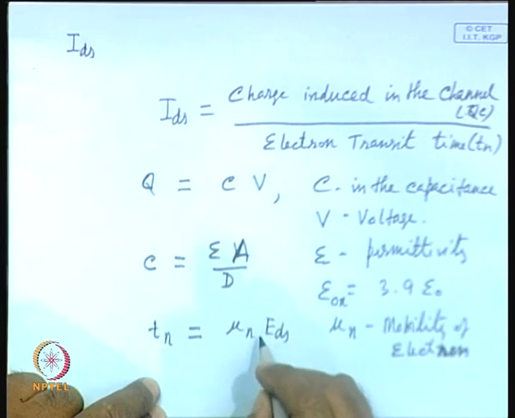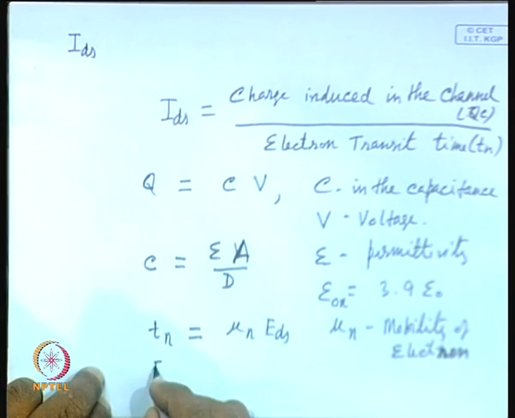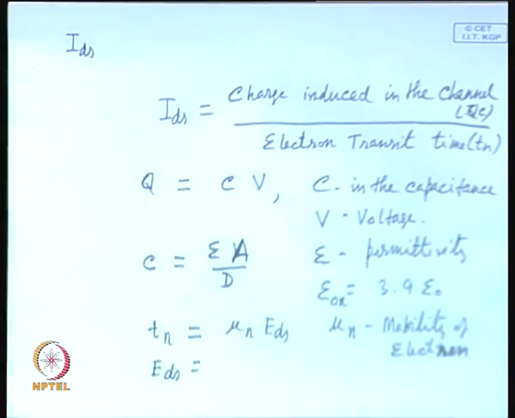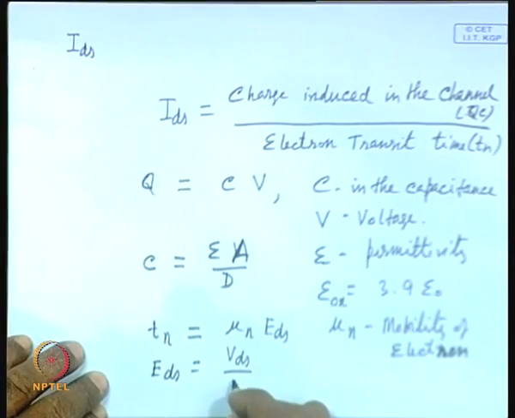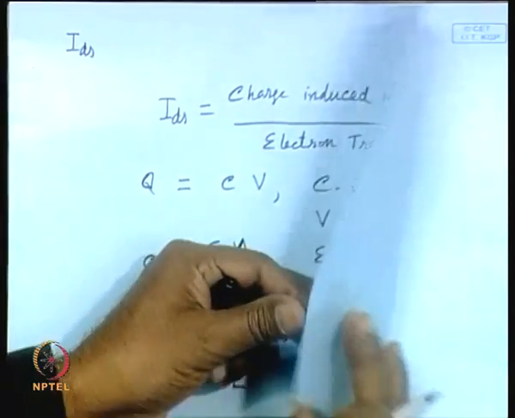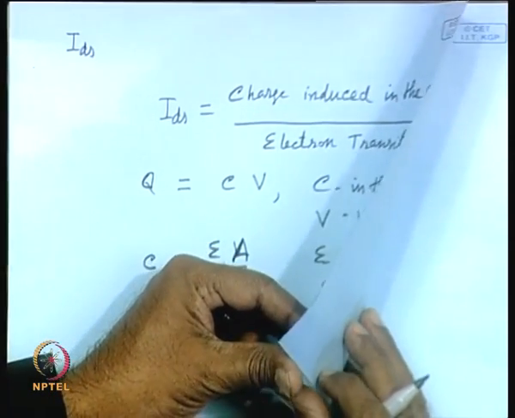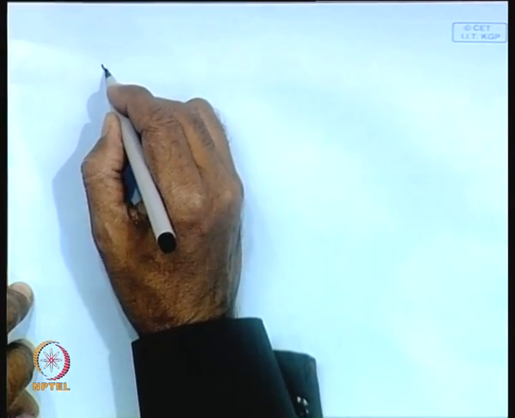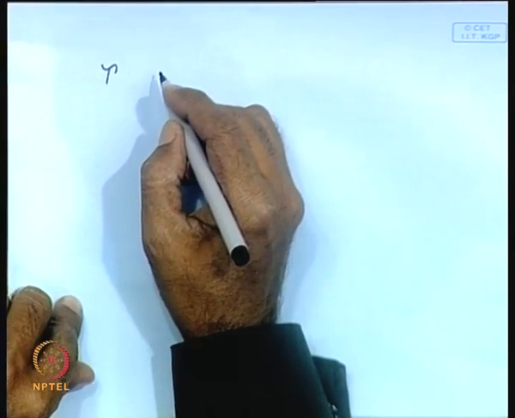We shall find out what the drain to source electric field is. EDS is dependent on the voltage that we apply across the drain to source. So, EDS will be equal to VDS by length L. Now, based on this we can find out the electron transit time. First of all, let us find out the velocity of electron, tau n.